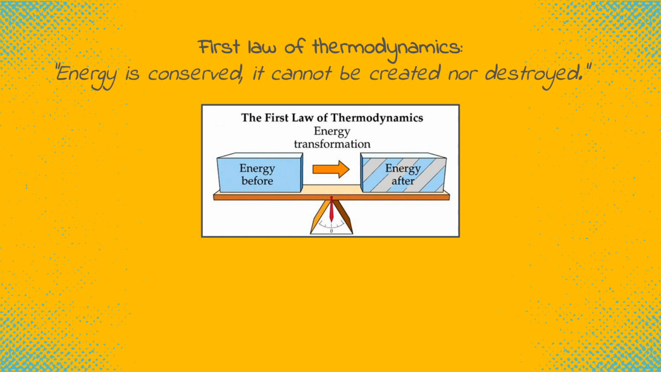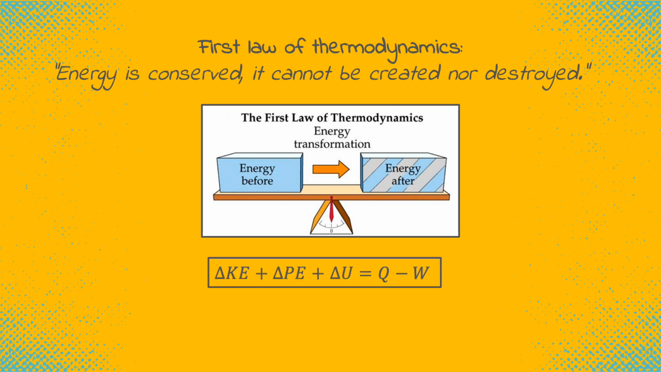In simple terms, the first law of thermodynamics states that energy is conserved. It cannot be created nor destroyed. Mathematically, the first law of thermodynamics is written as the change in the kinetic, potential, and internal energy of a system during a process will be equal to the net amount of heat transfer occurring during this process minus the net amount of work performed during this process.